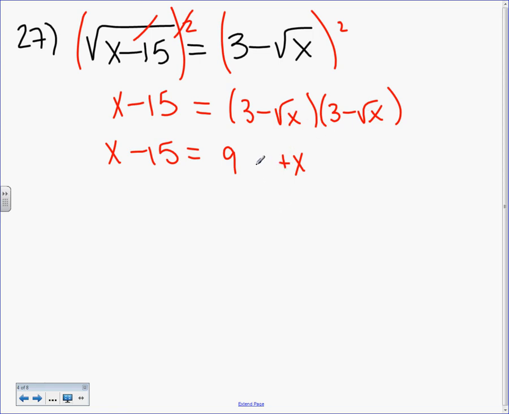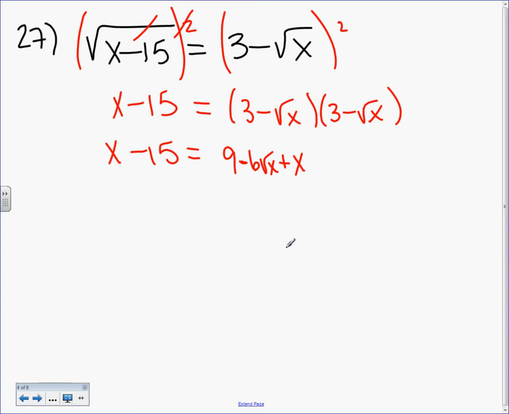And then the middle is times each other times 2. So 3 root x and another 3 root x is 6 root x. And it's a negative because they were negative. If you took your time and FOILed it out, you would get that. You'd get 9 minus 3 root x minus 3 root x, which is minus 6 root x, plus square root of x, which is x. Do you see what I'm saying? So it's a shortcut. If you get it, great. If you don't, FOIL. Either way, all right?